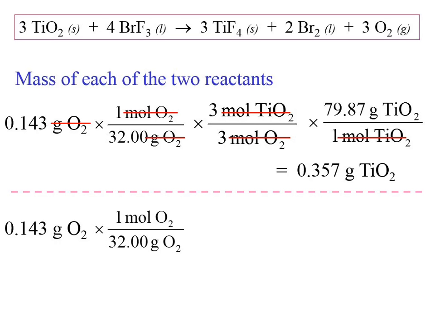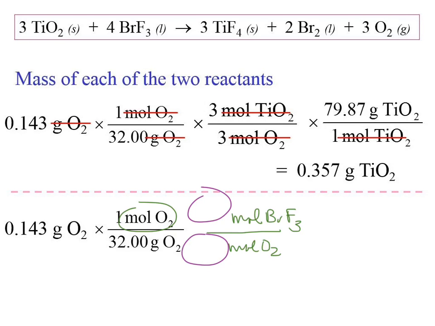So our grams of O2 cancel, we're left with moles. Now this is the heart of the stoichiometric calculation. I'm going to draw my line and put the thing I want to cancel on the bottom, so moles of O2 on the bottom. We're trying to get to moles of BrF3. I'm going to make my circles here. So what number goes with the moles of O2? 3 again. And what number goes with the moles of BrF3? It is 4. Very good.